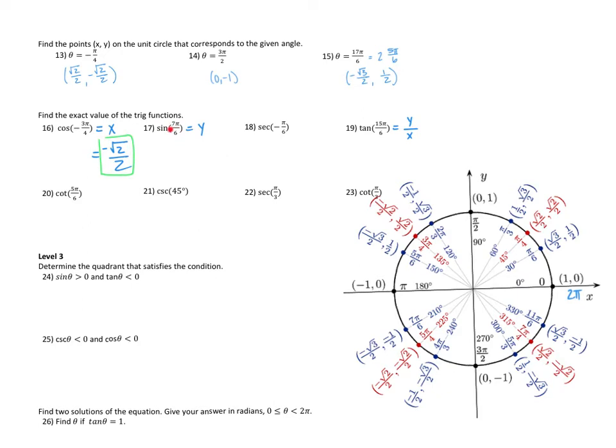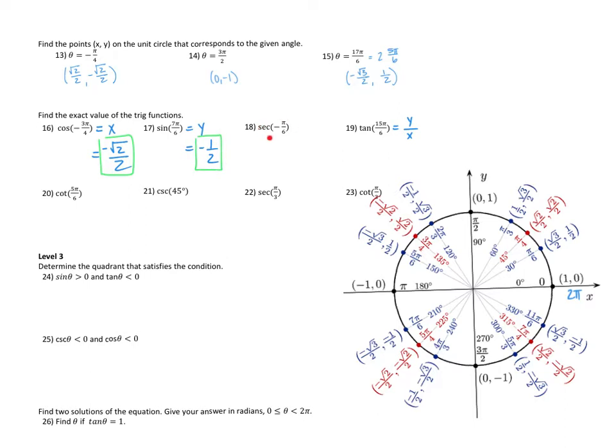For the sine here, we have 7 pi over 6. And that would be located somewhere right here. Here we go, 7 pi over 6. And we need the y value, which is negative 1/2 there. So negative 1/2 is my sine value.